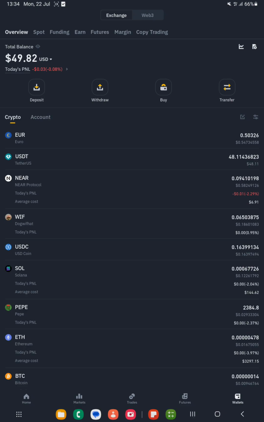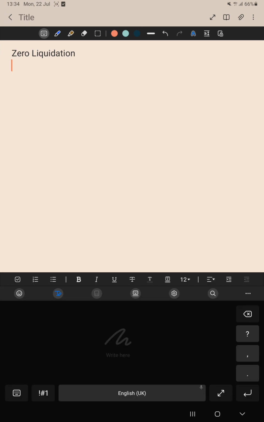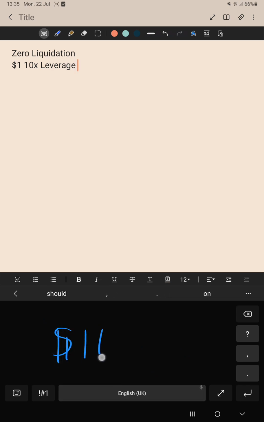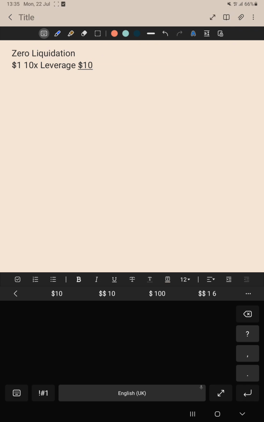So let me go back to my notes again. Let me say I had $1 and I wanted to invest in a project, but I don't have much money. I could choose to use a 10x leverage. So what that 10x leverage will do for me is to take my $1, and Binance, for instance, will give me an extra $10 to trade with.